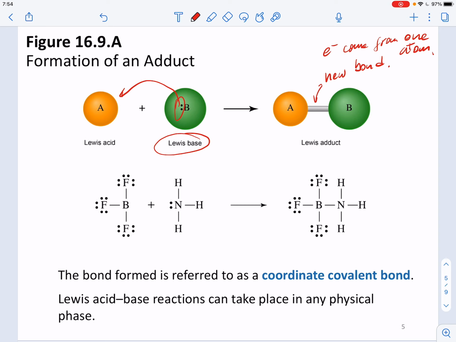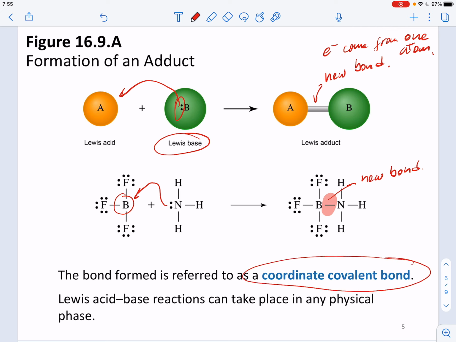Alright, so in this case we have here boron trifluoride, and boron has an incomplete octet here, so it has room for another pair of electrons. So that's exactly what that lone pair in nitrogen does. And then this bond that you have there, that is the new bond. We give a special name to that bond. When you form a bond, and the pair of electrons you are using in that bond comes from only one of the atoms, then that is a coordinate covalent bond.